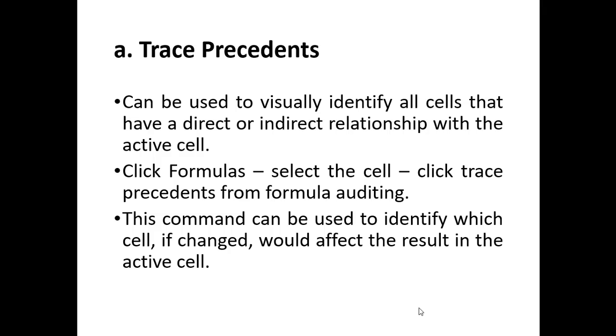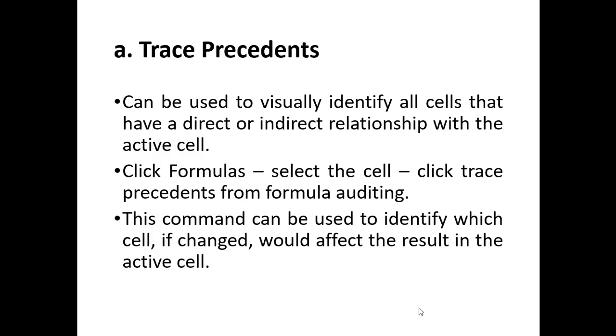Let's take them one by one and see the core content of each of these auditing tools, starting with trace precedents. What is that? This can be used to visually identify all cells that have a direct or indirect relationship with the active cell. When you select a particular cell in the model and click on trace precedents, it will show the cells that have a relationship with that cell.